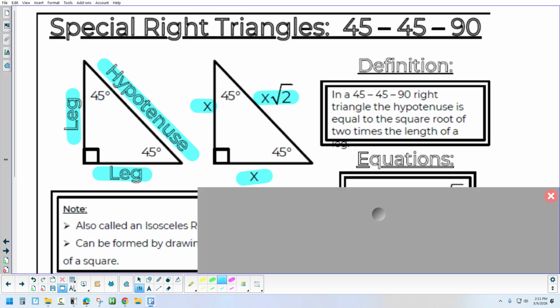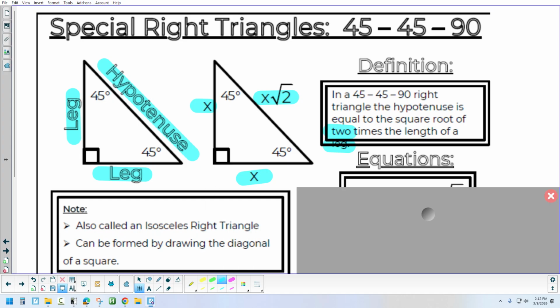Okay, under the definition, there's one word that you are missing. It says in a 45, 45, 90 right triangle, the hypotenuse is equal to the square root of, actually there's 2 things you're missing. 2, so you gotta write that word down. Square root of 2 times the length of, I don't know if you can see that word right there, it says leg. It didn't print in a great spot. Okay, so you want to write 2 on the first line in the box, and then leg on the second.